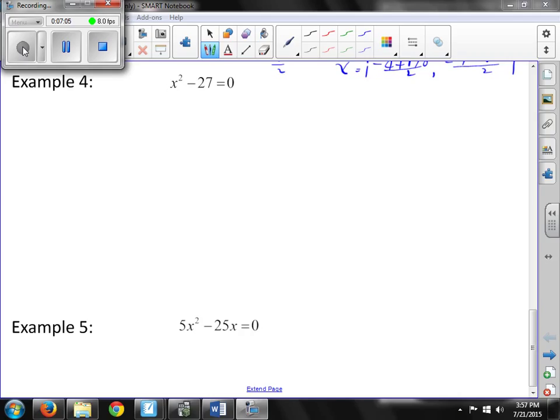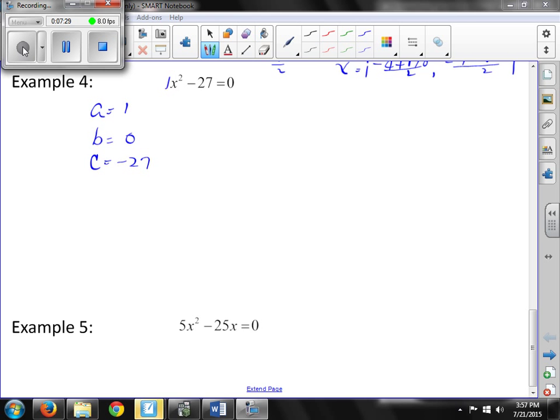X squared minus 27 equal to 0. It just only has 2 terms, so out of a, b, and c, one of them has to be 0, won't it? Let's see. A is the coefficient of the squared term. It's 1. B is the middle term. It's 0. There is no term with an x on it. And the constant is negative 27. The constant is the number without the variable.